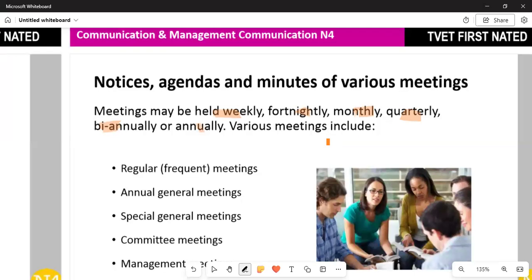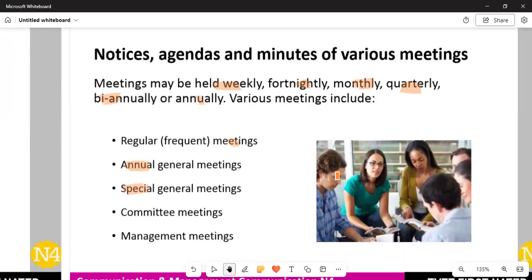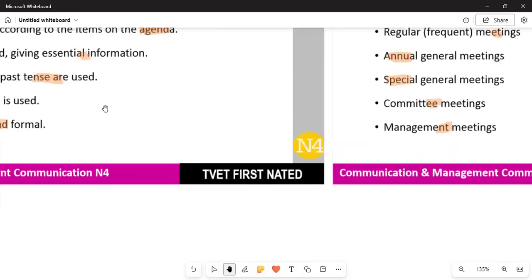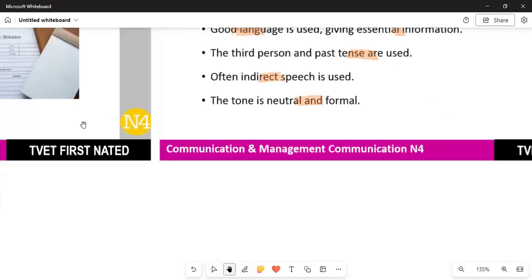And then let us talk about various meetings. They include number 1, the regular or frequent meeting. Number 2, the annual meeting, the word annual. And then we've got the special general meeting, whereby all people will meet under a certain task that has to be discussed. And then we are talking about the committee meeting. And then we've got the management meeting, whereby matters will be discussed to ensure that there is a change in the business enterprise. So we are saying that it can be a maximum of 10 marks.